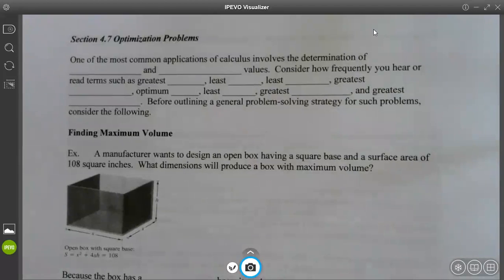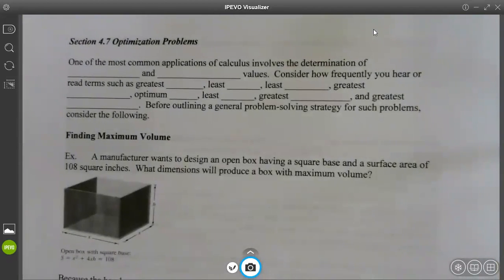So 4.7 is optimization problems. It'll ask you, what are the dimensions to optimize the volume, or to make the maximum volume? It could also be the minimum as well. So that's what you're looking at in these problems. The way that I've laid it out in the notes, it literally tells you step by step how to do it, as well as talking you through how you do it.